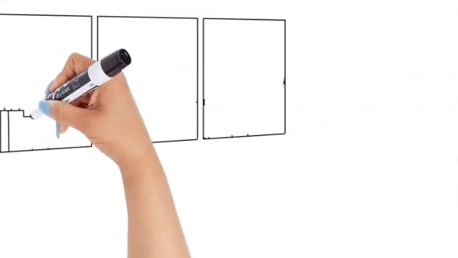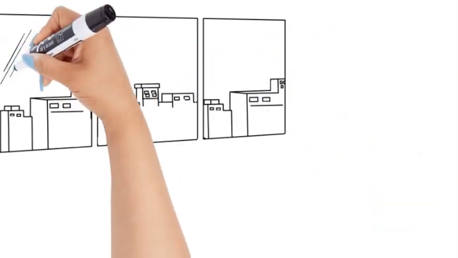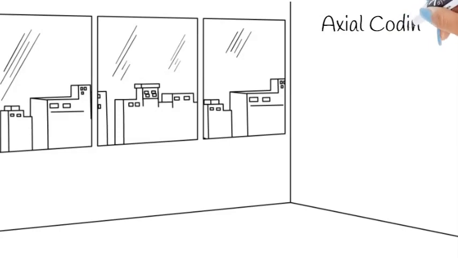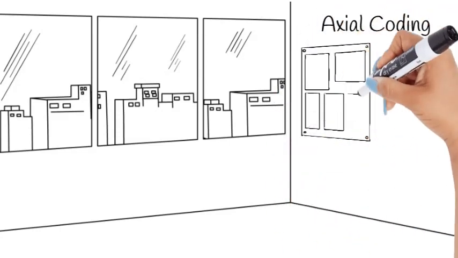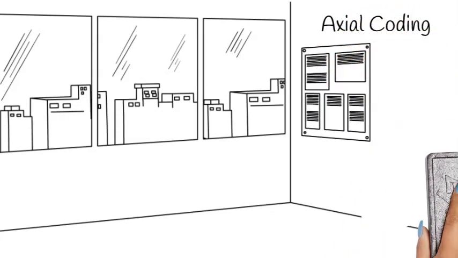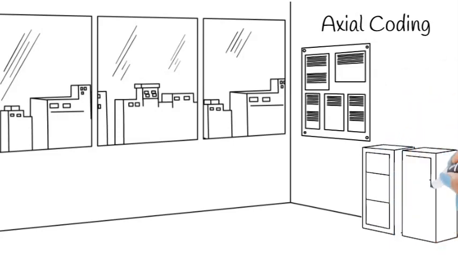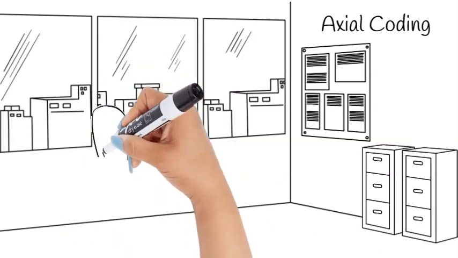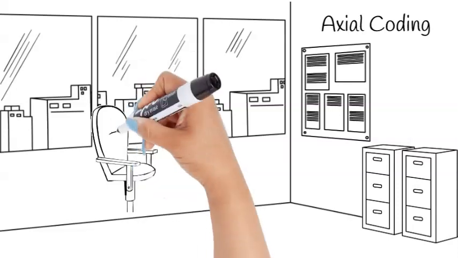Axial coding is the process of linking categories and subcategories together to form a more comprehensive understanding of the data. The purpose of axial coding is to identify relationships and connections between different categories of data and to develop a deeper understanding of the information you have collected. The axial coding process involves reviewing the categories and subcategories developed in open coding and identifying their relationships and connections.